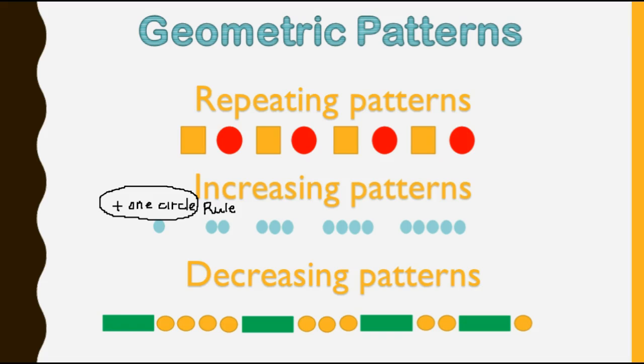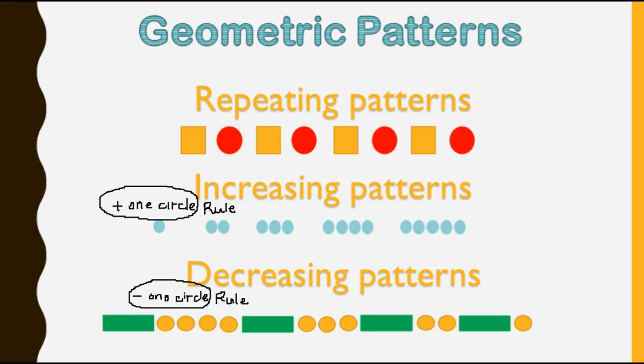And then our decreasing pattern example, you have a rectangle, 4 circles, rectangle, 3 circles, a rectangle, 2 circles, a rectangle, 1 circle. So you can see how it's starting to disappear, and that's what is causing the decreasing pattern. So for this rule, you would say -1 circle. So you would subtract 1 circle each time, and that would be your rule.